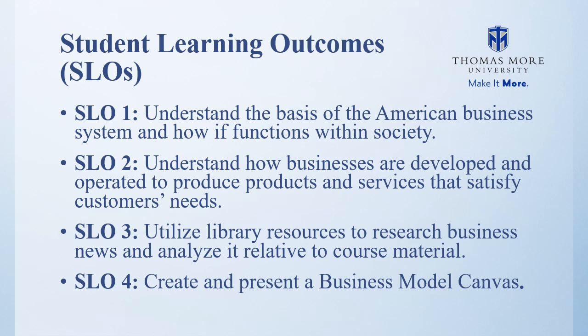Upon completion of this course, students will have the following learning outcomes. Number one, understand the basis of the American business system and how it functions within society. Two, understand how businesses are developed and operated to produce products and services that satisfy the customer needs, but also all the stakeholders' needs. Three, utilize library resources to research news and analyze it relative to course material and assignments, and have the ability to create and present a business model canvas.